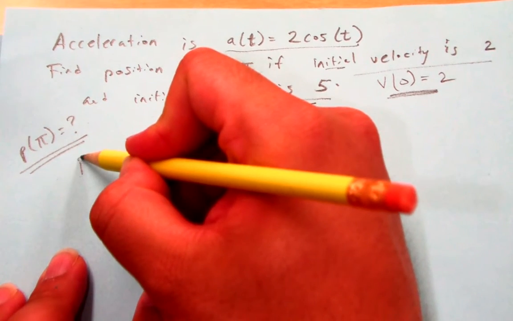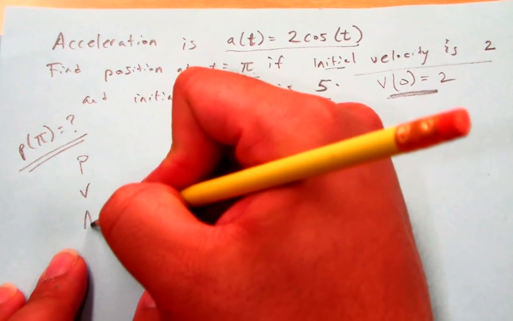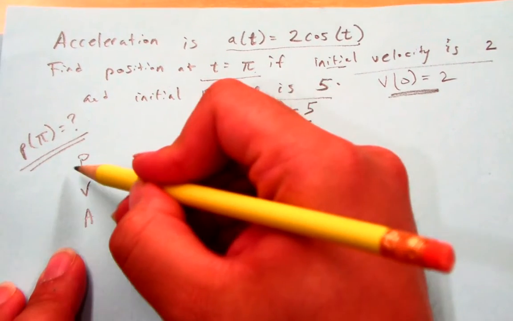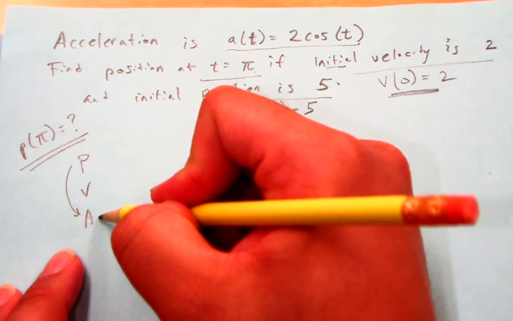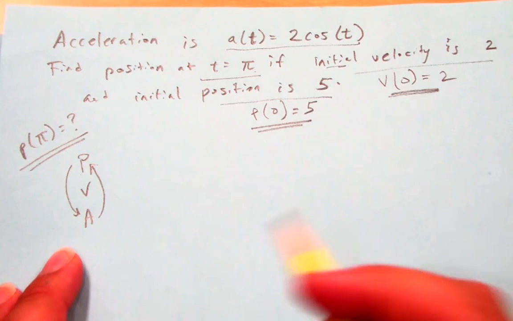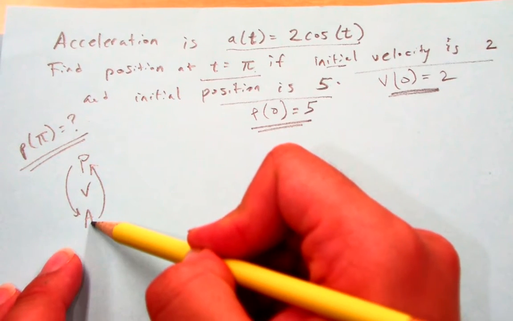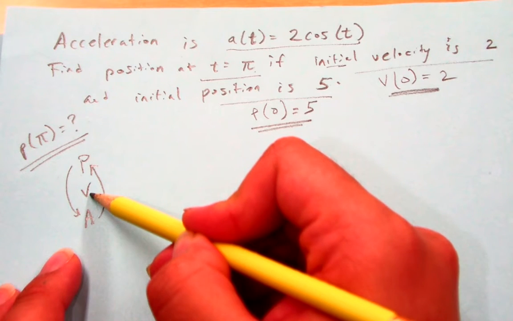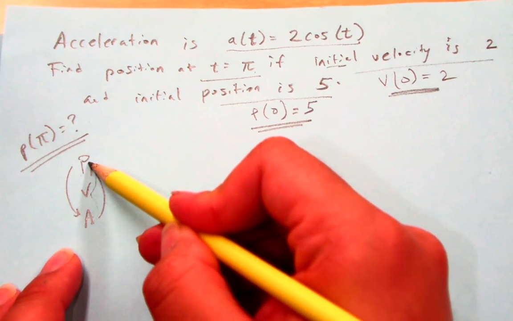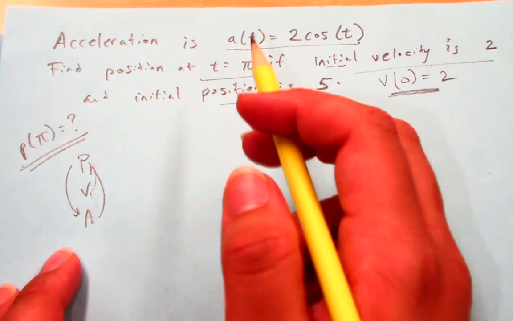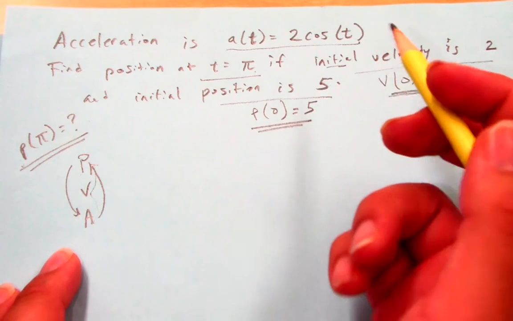Remember, your hierarchy here is position, velocity, and acceleration, where you go in this direction by taking derivatives and this direction by integrating. So we are at acceleration, we need to integrate to velocity, find C, and then integrate to position, find C, and finally find the position at time t equals pi.